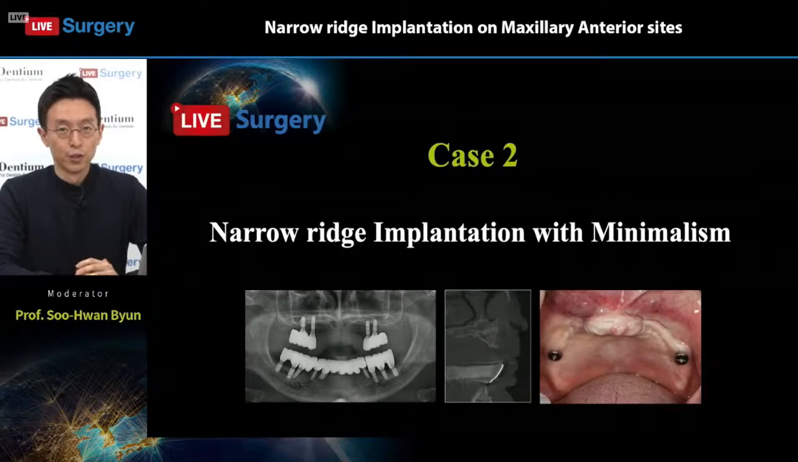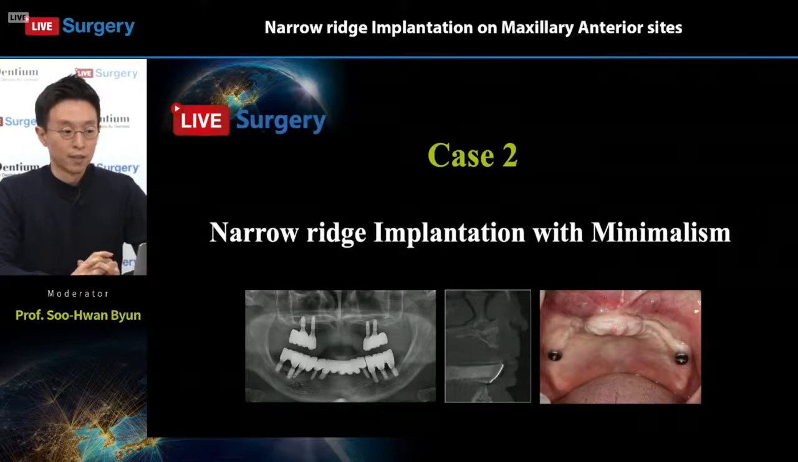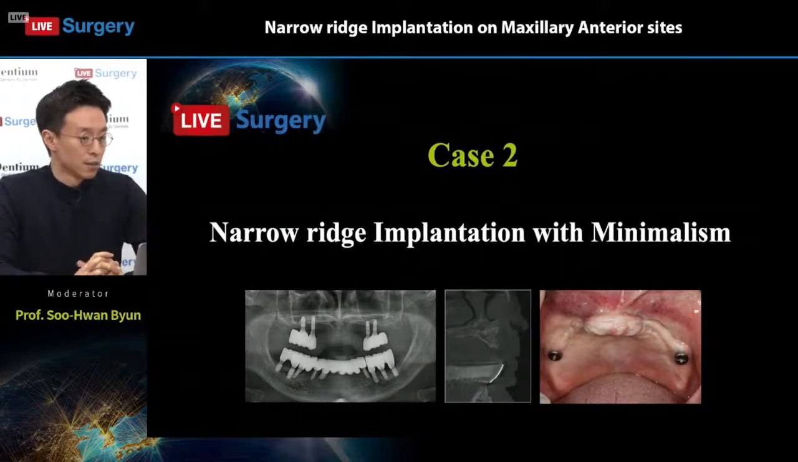Welcome to today's live surgery. Let's move on to the second live surgery case. The second case is focused on narrow ridge implantation with minimalism.